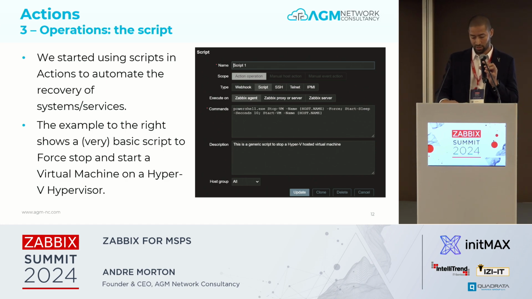And then you can see in here in the command section, just a really simple script to run on the endpoint machine, which is going to execute in PowerShell. It's going to stop the VM, and you can see the host name there is just a macro that's been pulled in. So any problem that's come up, it's just pulled that name in, and the name matches the name on the virtual host. So it's going to sleep for 10 seconds and then start the virtual machine again.